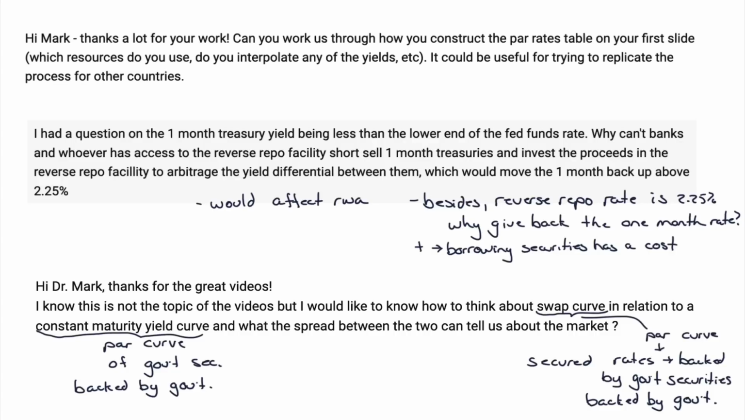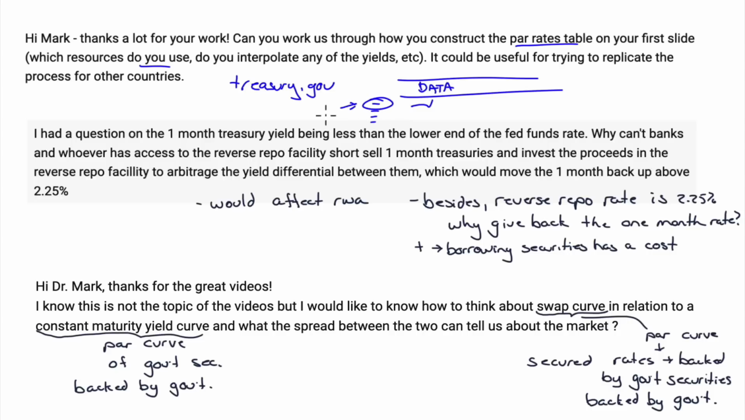Okay, first question. Can you work us through how you construct the par rate tables on the first slide? Which resource do you use? I use treasury.gov. And if you look in the description box, it is the first link. There'll be a menu across the top. You'll see one that says data. If you click on data, you'll get some listings of what you can get. Click on the first one. Those are your par rates. The second last one are your real rates.